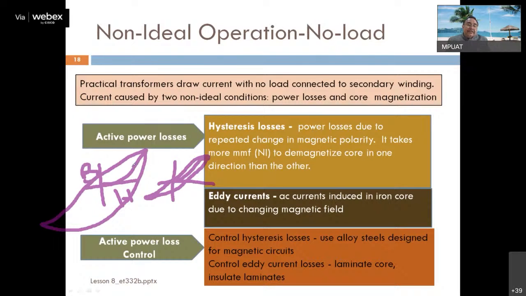So compare these two curves. The area inside the hysteresis curve represents the hysteresis losses. So which area is more, this one or this one? This is say the first one and this is say the second one. This represents iron and this represents a high silicon content iron core. So which one will be preferable?